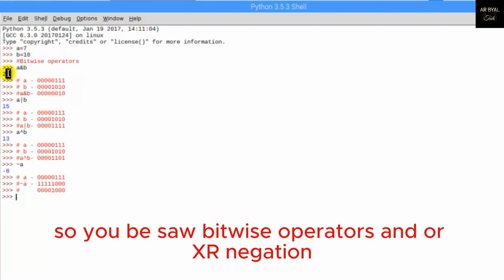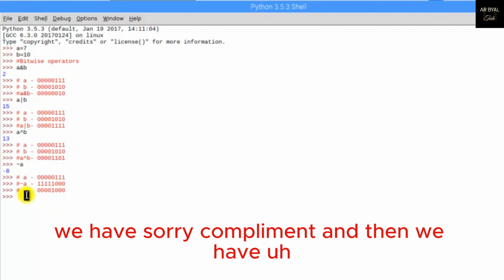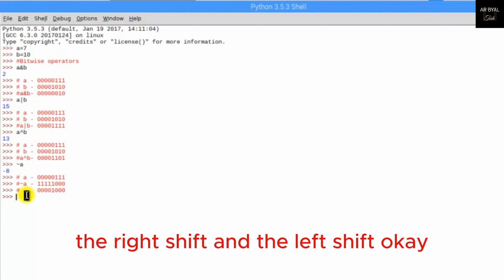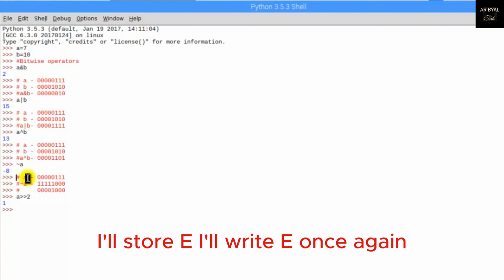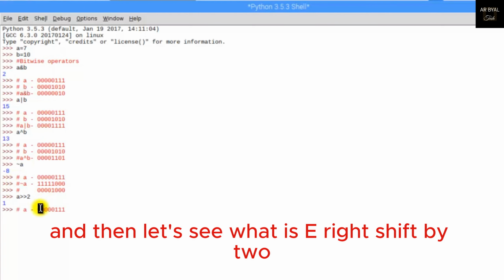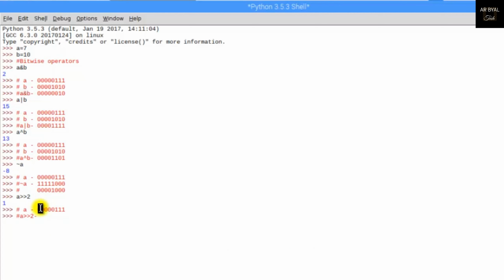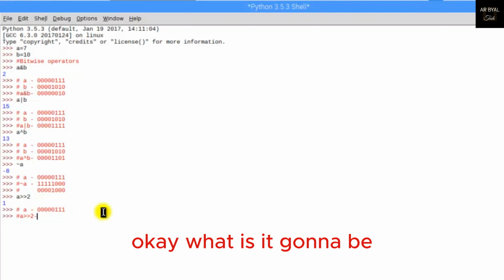So we saw the bitwise operators and, or, XOR, negation, and complement, and then we have the right shift and the left shift. Okay, A right shift by 2. Enter. It says 1. Why 1? Okay, I'll write A once again, and then let's see what is A right shift by 2.